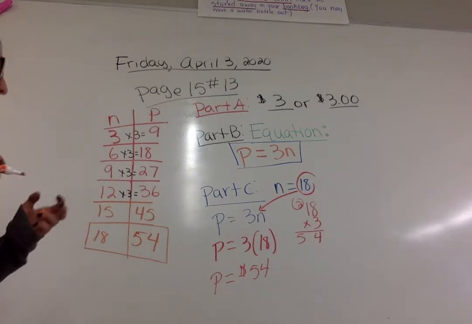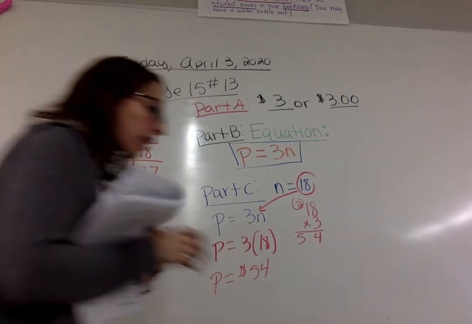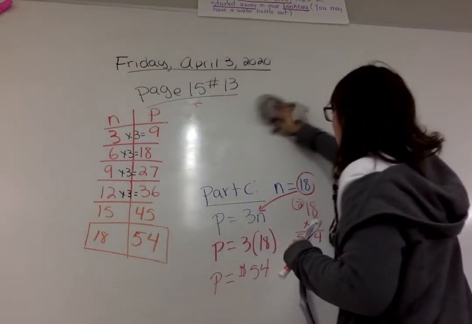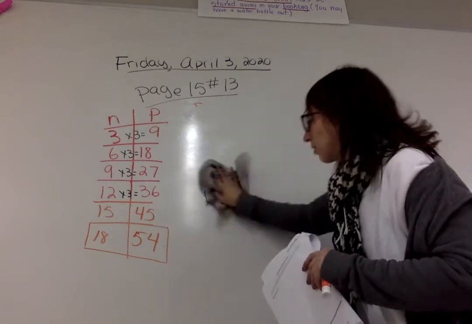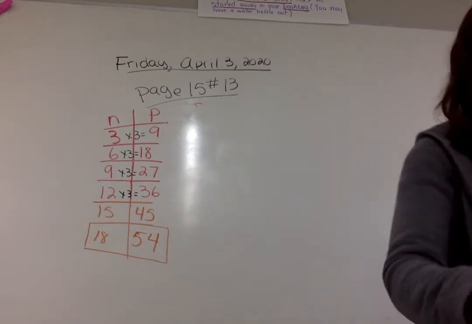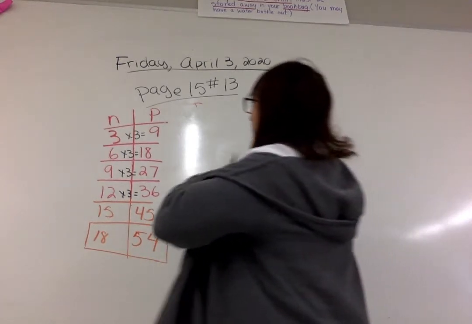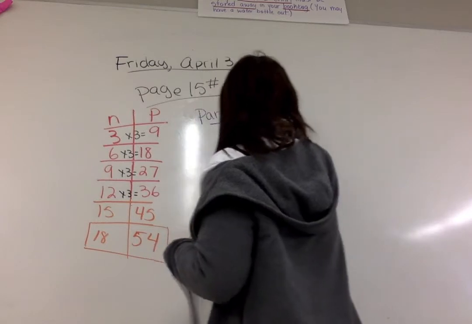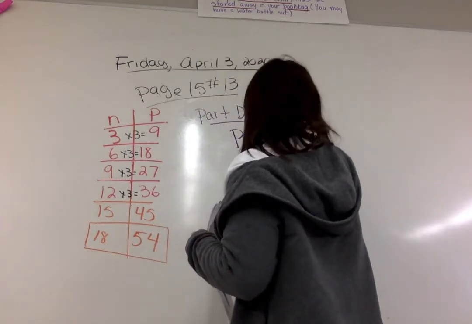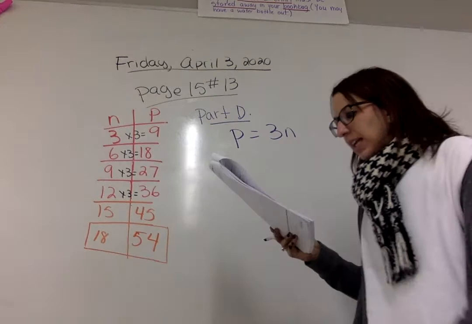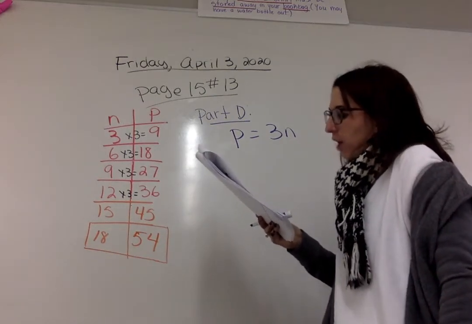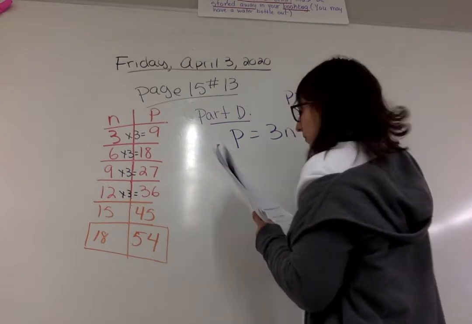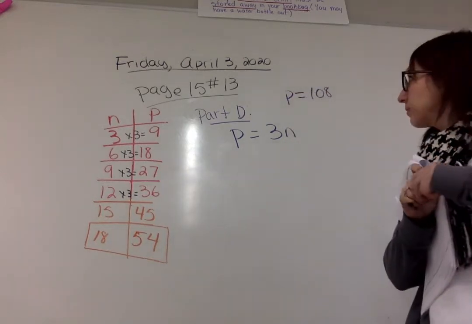Now, the last part. I'm going to erase part A and B now, because now it's going to get a little bit trickier, so just bear with me. Actually, I'm going to erase all of this. I'm going to rewrite the equation at the top of the paper. So part D now. We have P equals 3N. It says, on one day, the farm made a profit of $108. So my profit, P, is $108. How many pies did they sell?